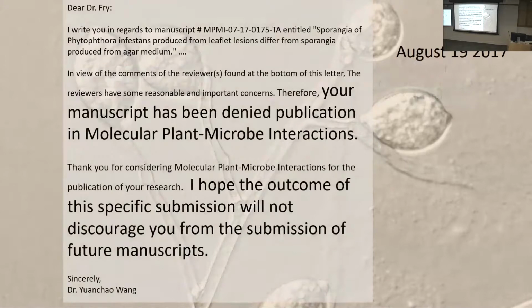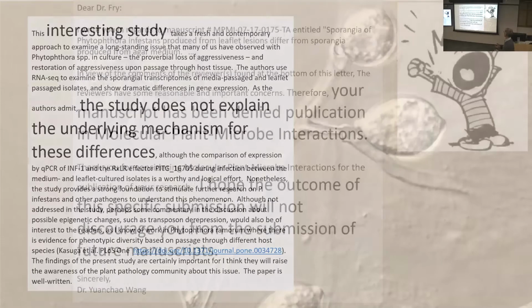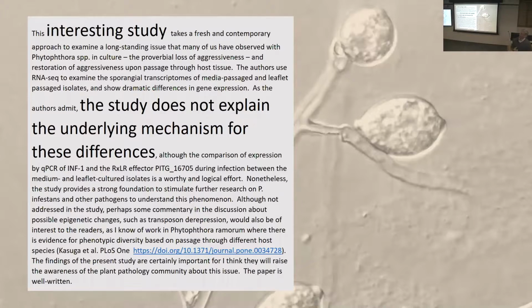And then on August 19, 2017, we got this response that our manuscript has been denied publication. I find this part to be really discouraging: I hope the outcome of this specific submission will not discourage you from further submissions. Anybody else besides me have that reaction? So my initial reaction was, how could they be so stupid? But then I actually talked with Alan about it. So I went back and read the comments.